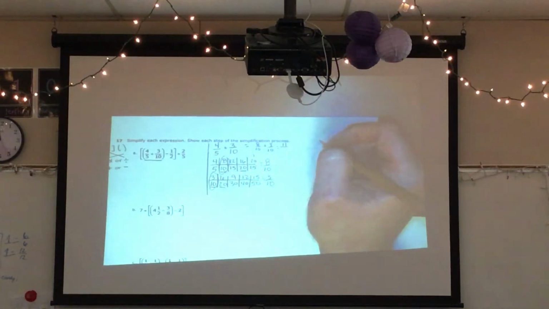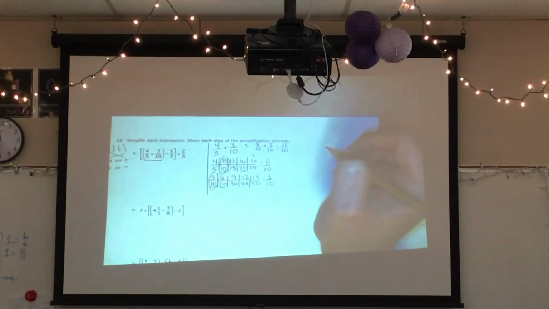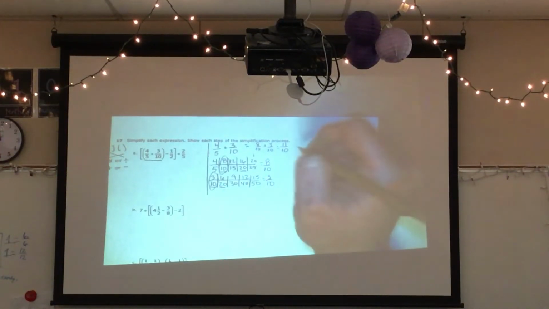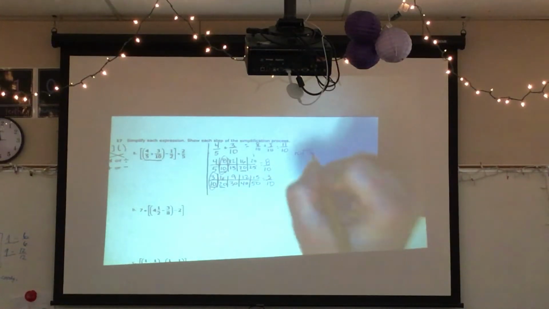The denominator is what? 10. Yes. What kind of fraction is that? Improper. What do I need to do with it? Make it into a mixed number. Okay, how do I do that? Divide. Very good. What am I dividing? 11 divided by 10. Very good. Place value holders.